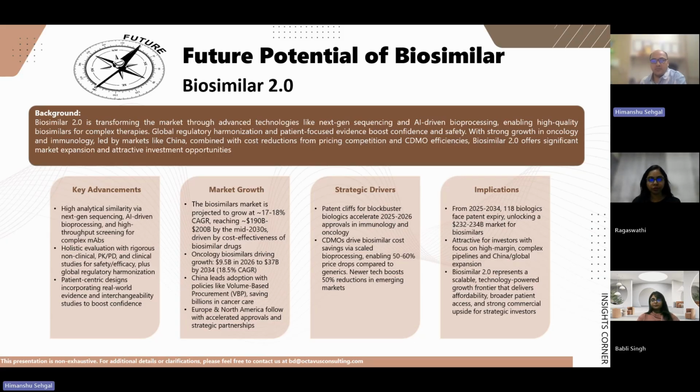For example, AI enabled or driven bioprocessing. A lot of automated systems, closed loop systems have been developed, bioprocessors and bioreactors, right? High throughput screening was already there, but now newer technologies have come in and they have tried to introduce more complex methods or more complex analytical methods to develop these biosimilars.